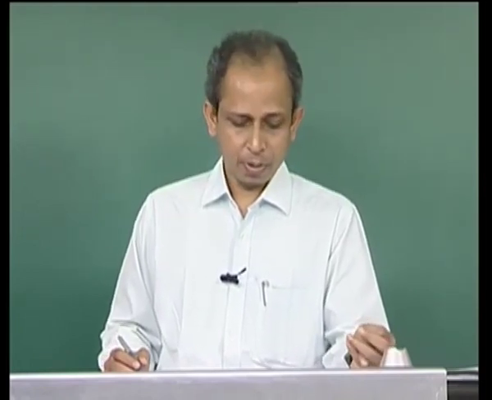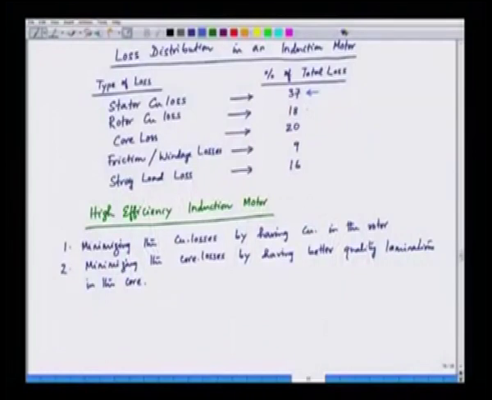Then we have the rotor copper loss, which occurs in the rotor bars in the case of a squirrel cage machine, about 18% of the total loss. The core loss occurs both in the stator and in the rotor, and is about 20% of the total loss. Then we have the friction and windage losses, 9%. The stray load losses are about 16%. So, these are basically the various losses in an induction motor.